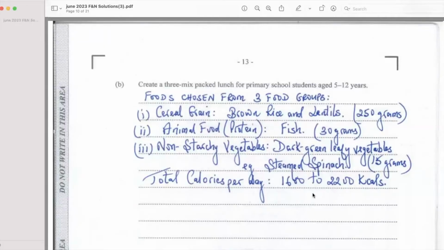So for instance, you have your staple. They have cereal here, animal, and starchy vegetable, and they have dark green vegetable, and they have steamed spinach, fish, brown rice, and lentil. All right, so that is an example. But you could just put staple, and you write a staple food. You put food from animal, you write the food from animal, and of course, a vegetable, and then you will be okay.